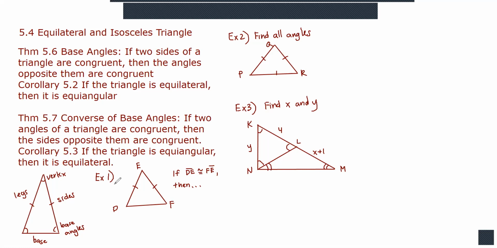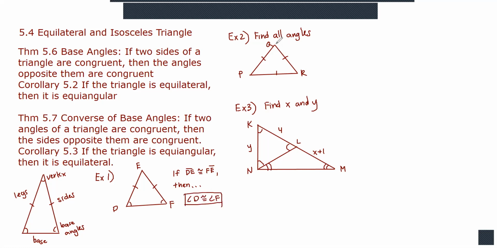For example, in example 1, we have triangle DEF. If DE is congruent to FE, what can we conclude about these two angles? They're congruent. So we can say angle D is congruent to angle F.